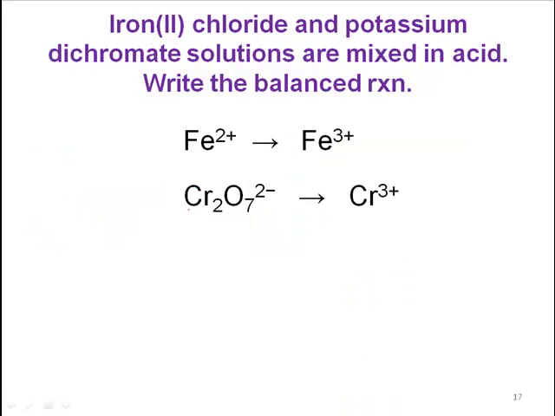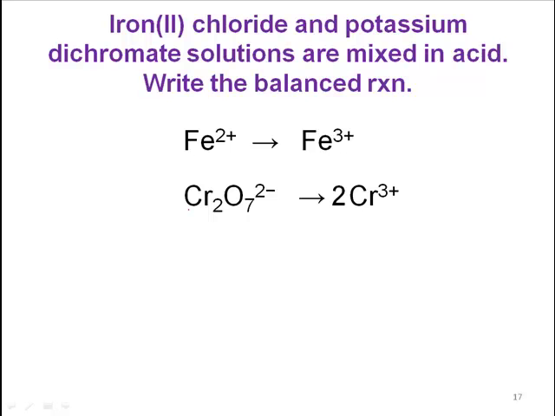All right. So if we look here, steps we would go through for this problem, if you have iron 2 chloride and potassium dichromate mixed in acid, we follow the following steps. We look at, first of all, writing the half reactions. Then what do we do once we have the half reactions? Balance all but the O and H.